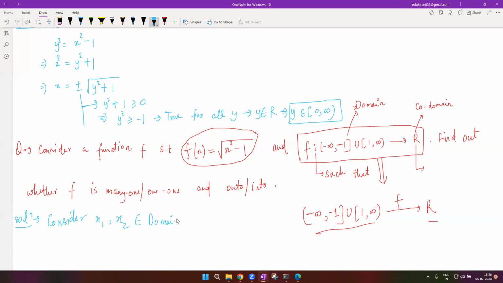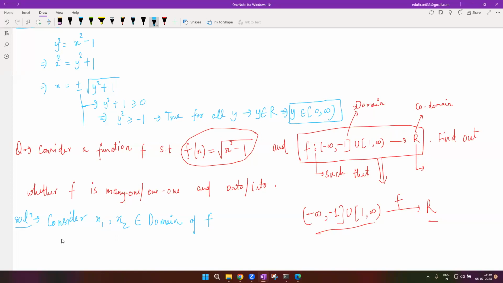Now the domain is a bigger set. So instead of writing the whole interval, I'm just writing it like this. Consider x1, x2 belongs to the domain of f, that is minus infinity to minus 1 union 1 to infinity. So there are two values x1 and x2 which belong to this whole interval, right?